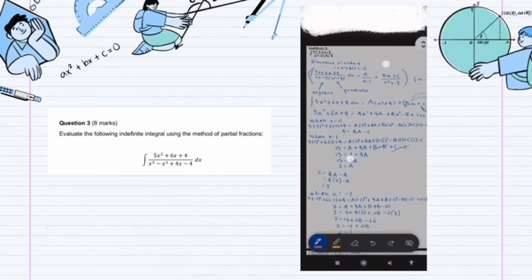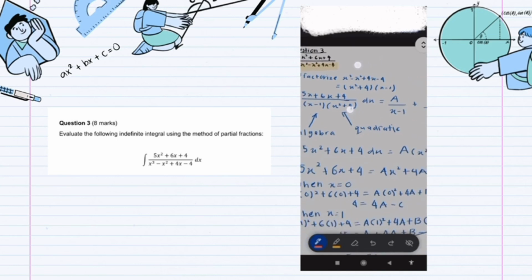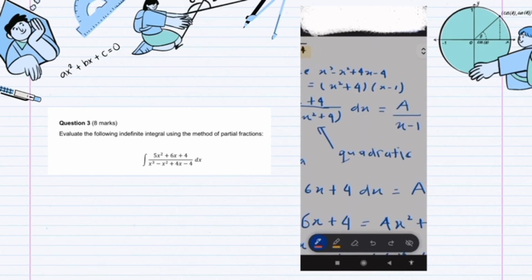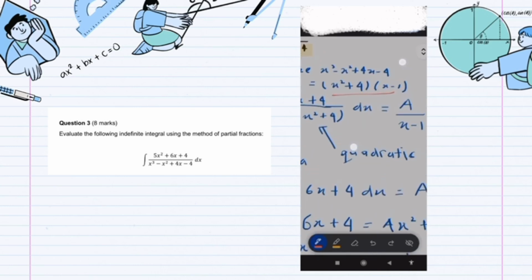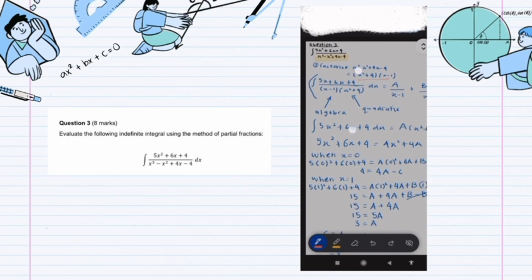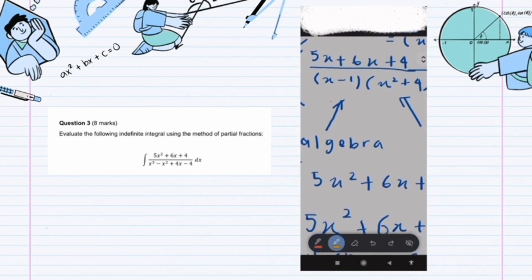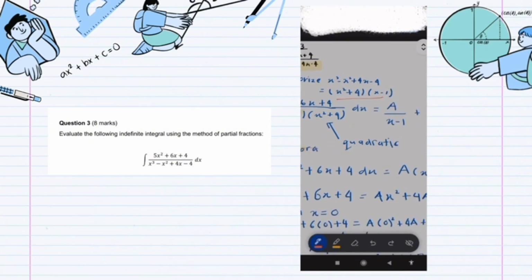Okay, for question 3, you need to see the denominators here below. So you need to factorize the denominators. And I get x squared plus 4 times x minus 1. So you need to replace this below the integral. So x minus 1 is a linear factor, and x squared plus 4 is a quadratic factor. So partial fraction can be used here.